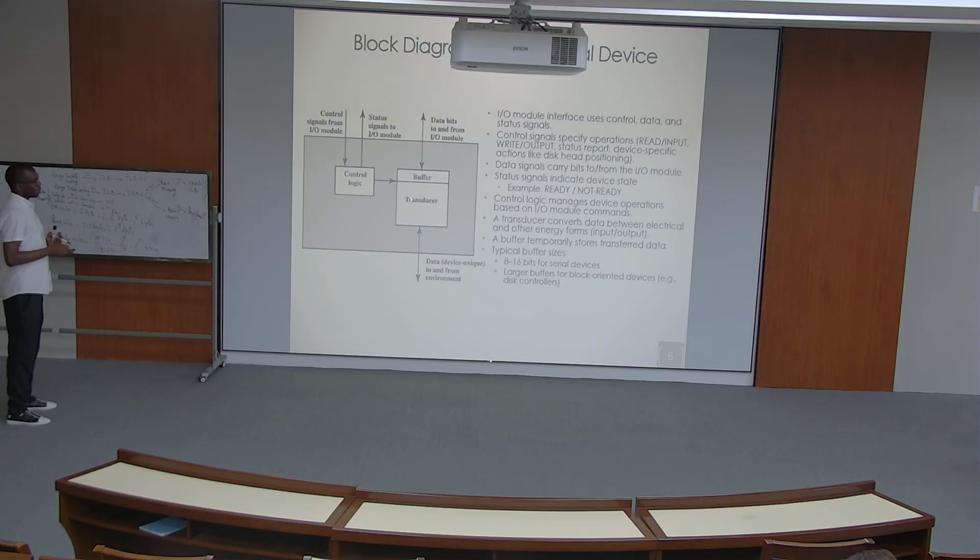And this block diagram of the external device includes a transducer to convert data between electrical and other types of energy forms for the input-output device. And we also have a buffer to temporarily store transmitted data. This buffer has different sizes depending on the type of device. We may have an 8 or 16 buffer size for serial devices, or a bigger buffer for block-oriented devices, like the disk controller.